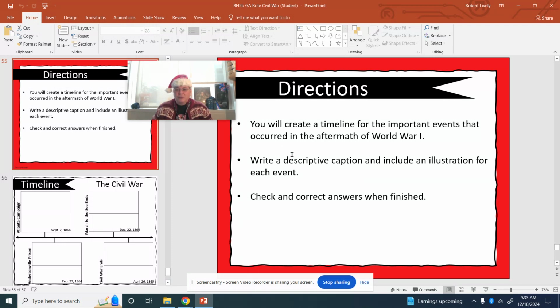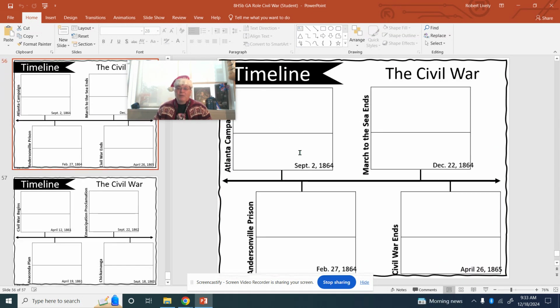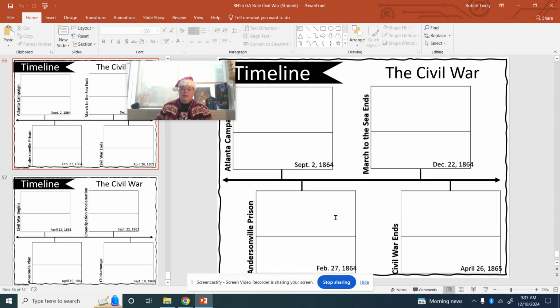So here's what you're to do. You are to create a timeline of the important events that occurred. Well, that says World War I. This is supposed to be for the Civil War. Okay? So they just had a typo there. So from this timeline right here, tell me about the Atlanta campaign. That's September 2nd, 1864. Tell me about the March to the Sea ends in December 22nd, 1864. Andersonville is freed in February of 1864, and then the Civil War ends in April of 1865. So go through that timeline there.